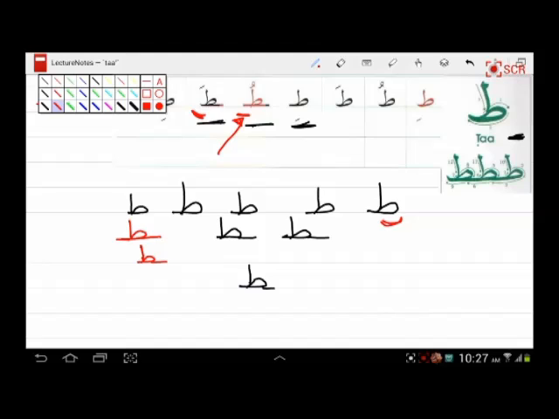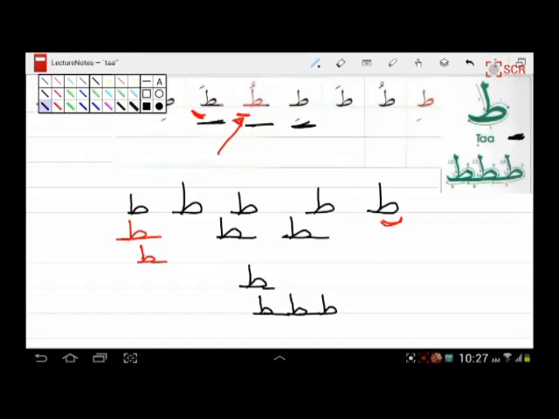Now let's write all of them together. Initial, I actually prefer if you separate them, your handwriting will be much better. Middle and final. And I actually made it quite longer just to see the difference. It's shorter in reality. Okay, so that's the ta.